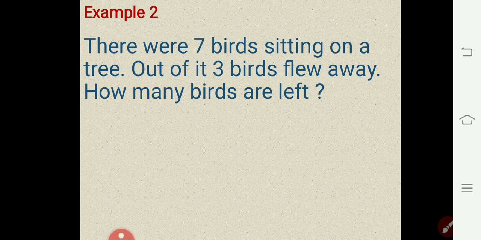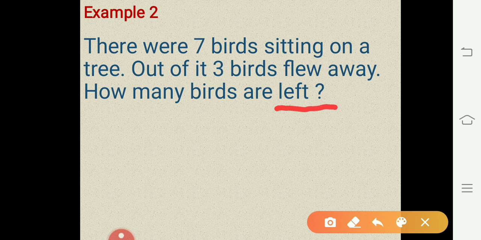Okay, now we are on the second example. Again read the second example carefully. There were 7 birds sitting on a tree. Imagine, there were 7 birds sitting on a tree. Out of it, 3 birds flew away. 7 birds tree पे बैठे हुए थे. Out of it मतलब 7 में से 3 flew away, उड़ गए. How many birds are left? L-E-F-T, left means कितने बचे.